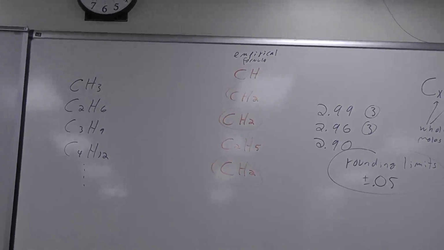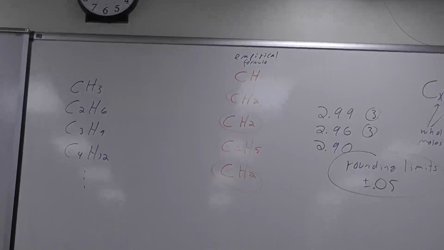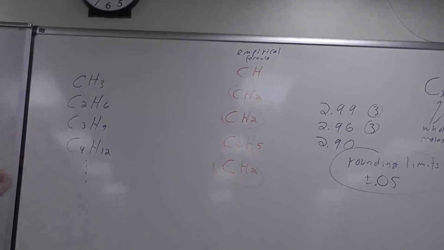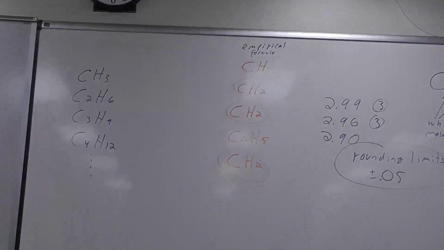But just empirical formula calculation alone is not enough to do an actual ID on it. But it gets you close. It gets you to a list of possibilities. Is there a question with that? All right.